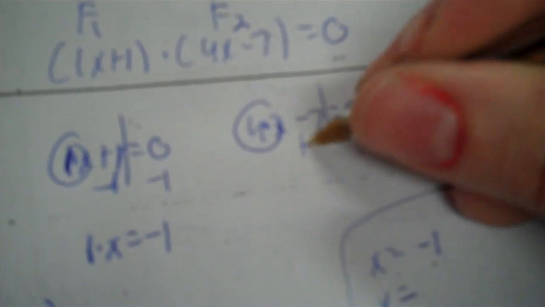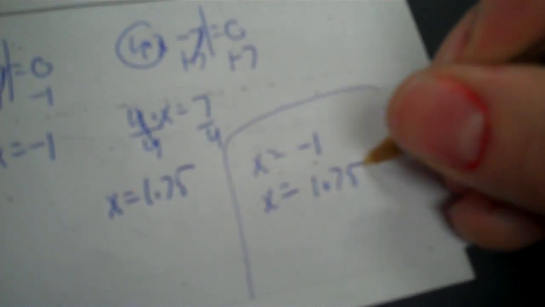Then F1, F2. So 1x plus 1 could equal 0, or 4x minus 7 could equal 0. Minus 1, minus 1. So 1x equals negative. You don't get rid of that 1, so you just minus 1. It's negative 1. This one has a 4, so we'll have to divide by 4. So 0 plus 7, 7. Then you divide by 4. 7 divided by 4 is 1.75. If you like fractions better, it'd be 1 3/4.